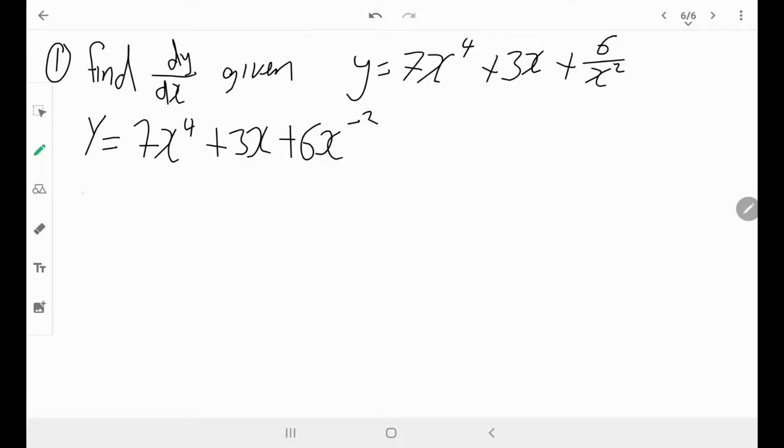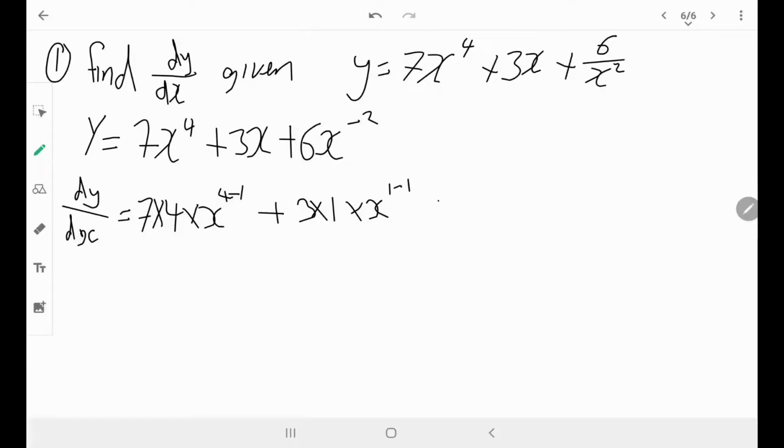Then what we do is we go through the process. Dy over dx is 7 times 4 times x to the 4 minus 1, plus 3 times 1 times x to the 1 minus 1, plus 6 times minus 2 times x to the minus 2 minus 1. So we multiply by the power and then take 1 off the power.